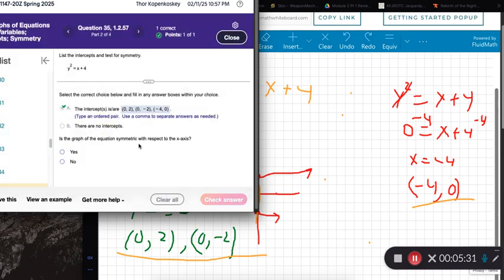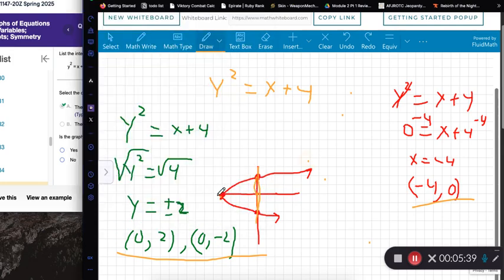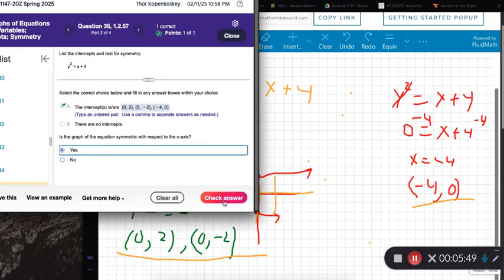Nice work. Alright, the next question relates to what I said earlier. Is the graph of the equation symmetric to the x-axis? Well, if we take the x-axis, can we fold the function over and would it be the same? Would it be mirrored? Yes, it would be, because this point lines up perfectly with that one. Yes.